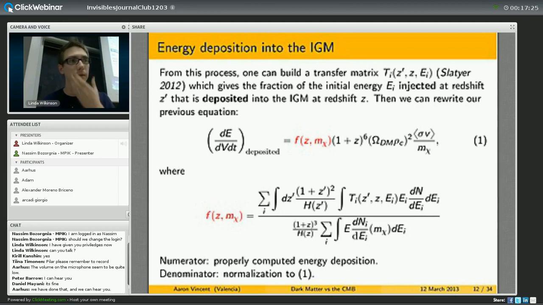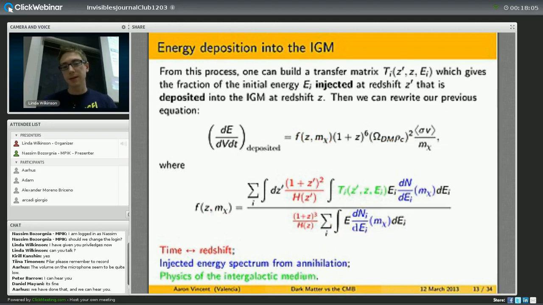So your question is, why is the 1 plus z to the 6 here, right? Not in the integral. And the answer is, well, it's actually down here. So we've pulled it out and put it back in again so that we could re-express it in the same way as before. But this 1 plus z to the 6 cancels here, so it doesn't really have a physical meaning. It's just nice to be able to write it like that.